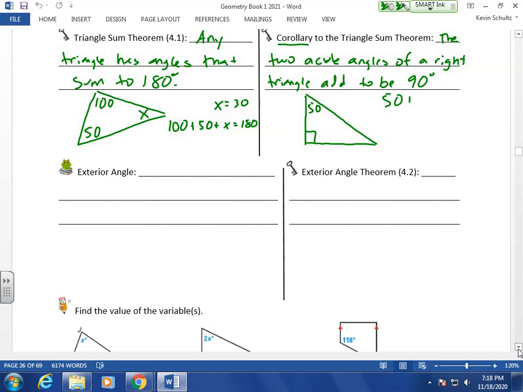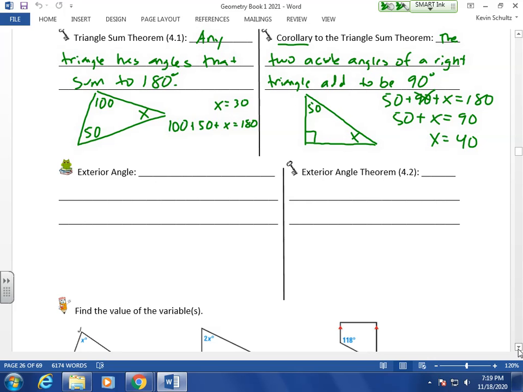Rather than saying 50 plus 90 plus X equals 180, because you know that right angle is 90, you can simplify this math and say 50 plus X has to equal 90. Okay? 90 degrees comes from that one angle. The other 90 has to come from the sum of the two acute angles. And so from there, you can get X to be 40. Kind of makes the math a little bit simpler. Very much related to the triangle sum theorem. But when you have a right triangle, you can ignore that right angle, knowing it's 90, and just focus on those two acute angles.